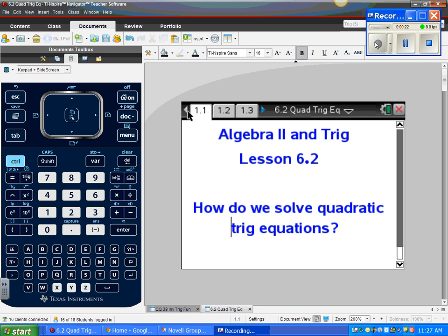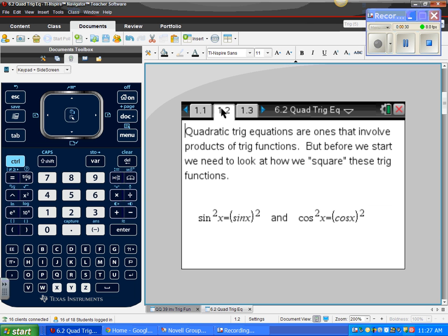Now, everybody here already knows how to factor. This isn't difficult. It's just going to take one extra step on top of what we've already done. You guys ready to go? Okay. All right, so quadratic trig equations are ones that involve products of trig functions. So breaking it up into those two factors like we looked at in problem 9 just before we did this.